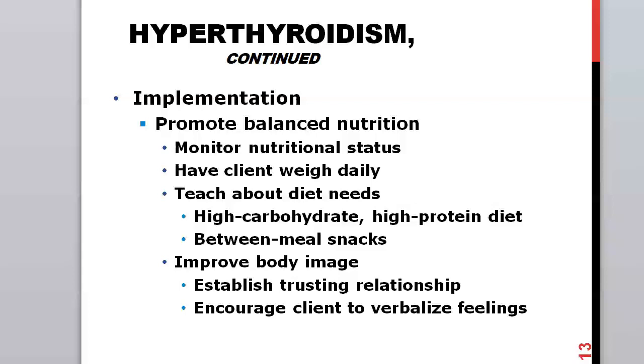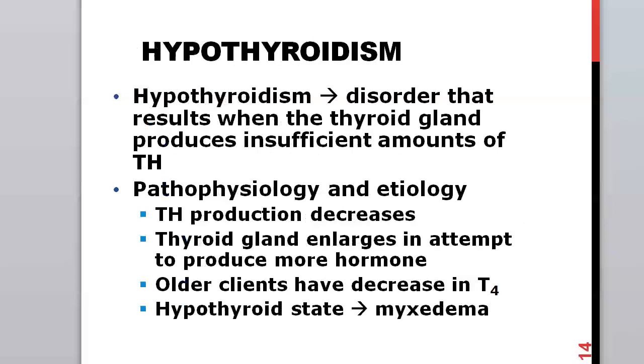All right, class, now we're going to look at hypothyroidism, okay? And hypothyroidism is just the opposite. It is a disorder that results when the thyroid gland produces insufficient amounts of TH. And many times you'll see with hypothyroidism that the thyroid gland will start to enlarge to compensate for the attempt to produce more of these hormones.